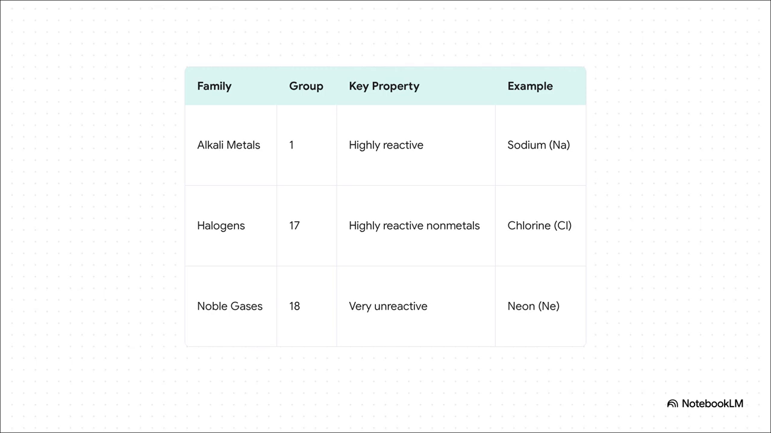Over in group 1, you've got the alkali metals, like sodium. These guys are explosively reactive. Then, way over on the other side in group 17 are the halogens, like chlorine, also super reactive, but in a totally different way. And then, at the very end in group 18, you've got the noble gases, like neon. They're the supremely unreactive cool kids of the table who don't interact with anyone. In every single case, their location on the map predicts their behavior.